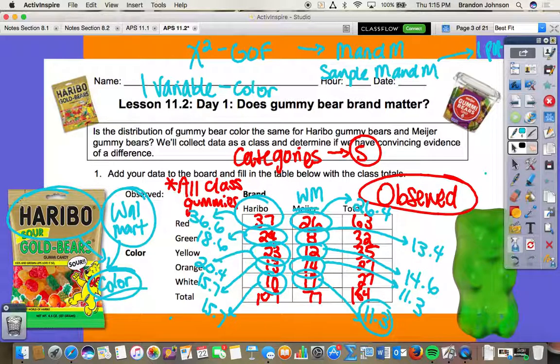At this point, in section 11.2 we're going to be assessing this using two-way tables, which is a little bit different. So without further ado, let's get started.